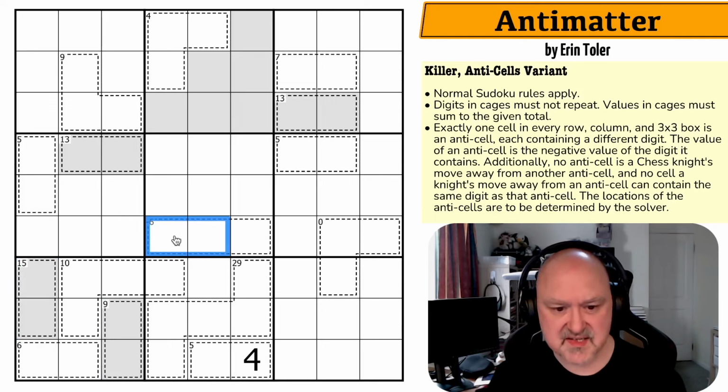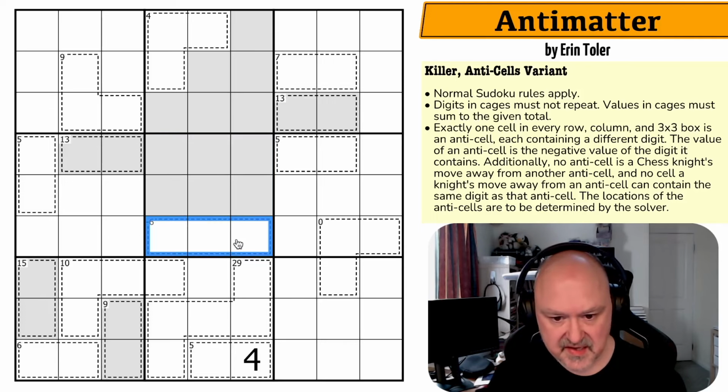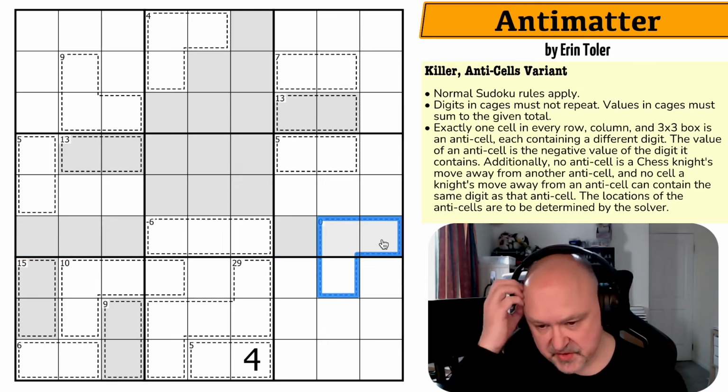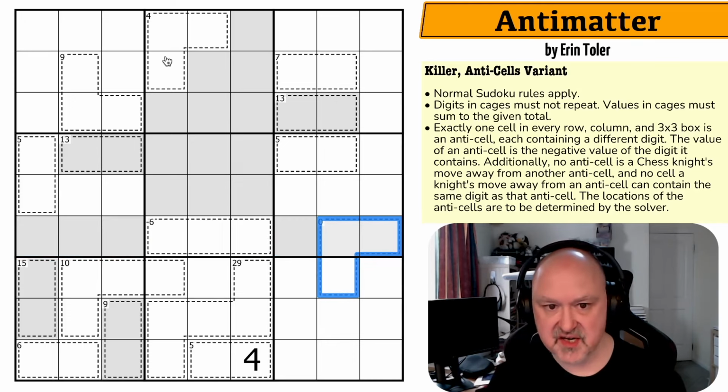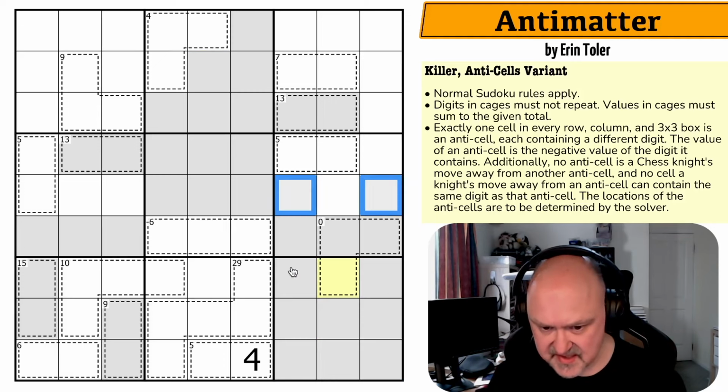Ooh, minus 6 cage. That has to have negative values in it. So there is one in here, which means there's no anti-cells in any of those. This is a 0 cage, which, again, is a 3-cell cage that is lower than 6. So there must be an anti-cell in it, which is there. And those are not anti-cells. These are also not anti-cells, and that is not an anti-cell. This is not an anti-cell, because that's a knight's move away.